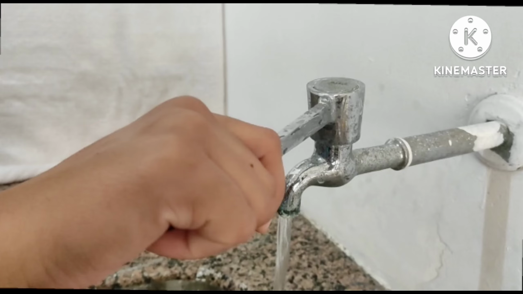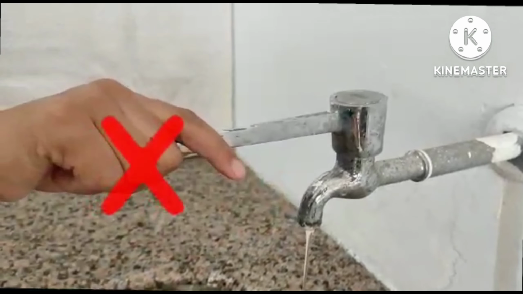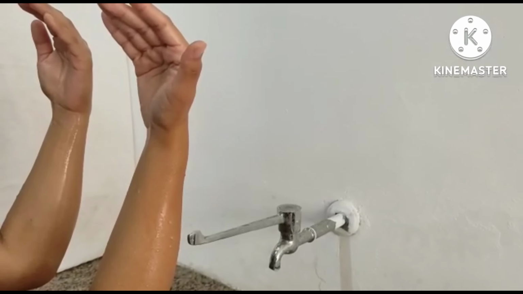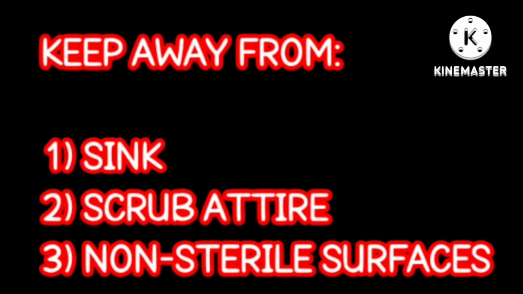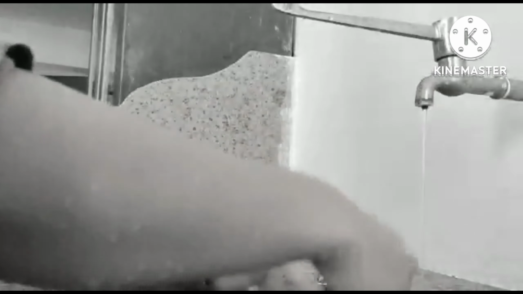Now, turn off water with foot or knee control but not with hands. Keep hands elevated and away from the basin, scrub attire and non-sterile surfaces. Allow residual water to drip off the hands into the sink. Do not shake or wave hands and arms to remove the excess.